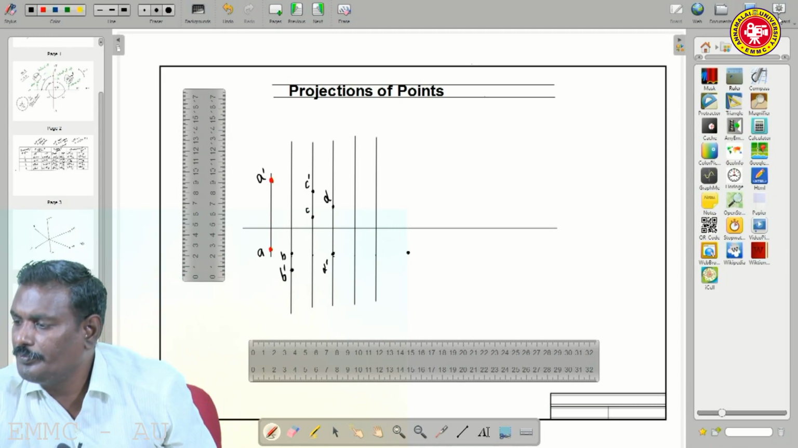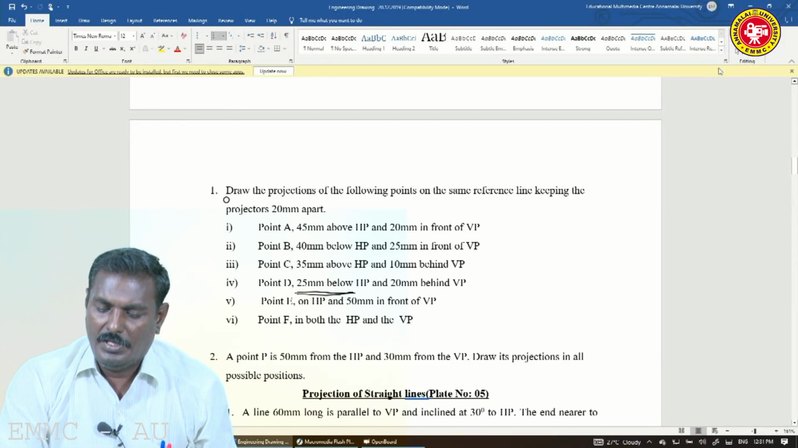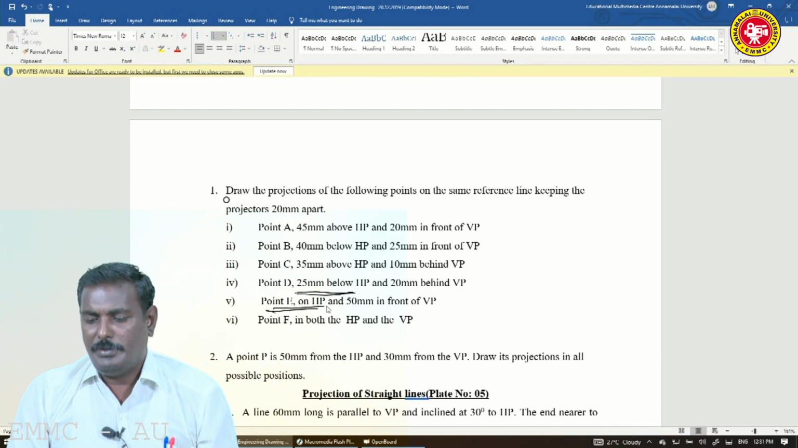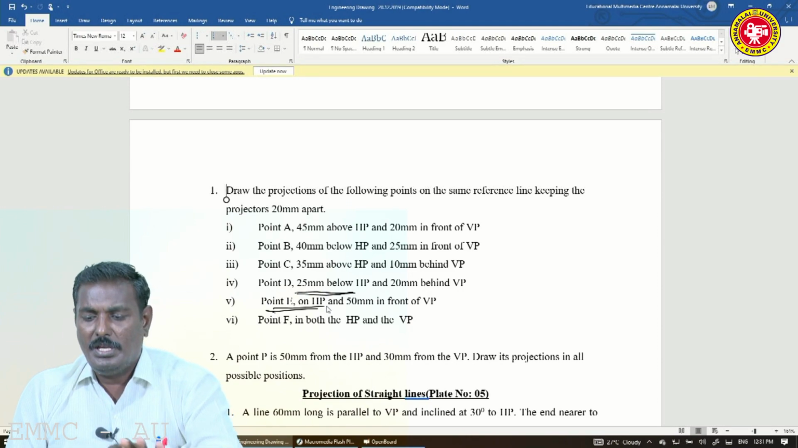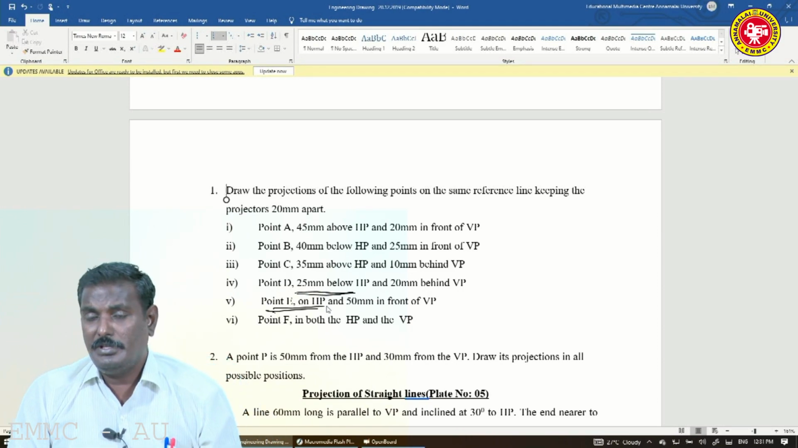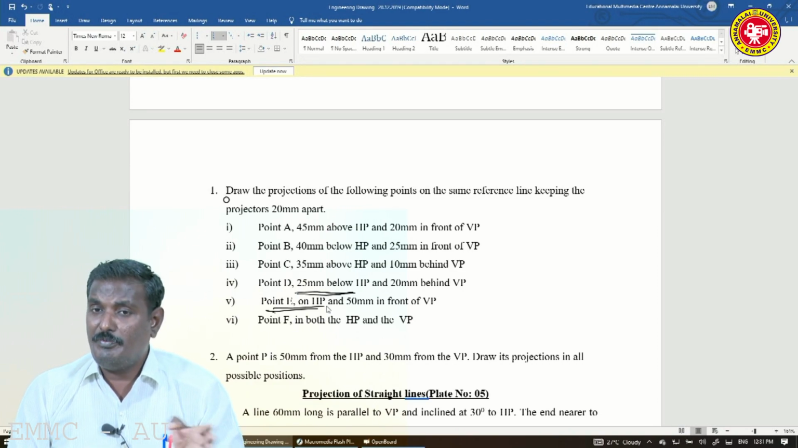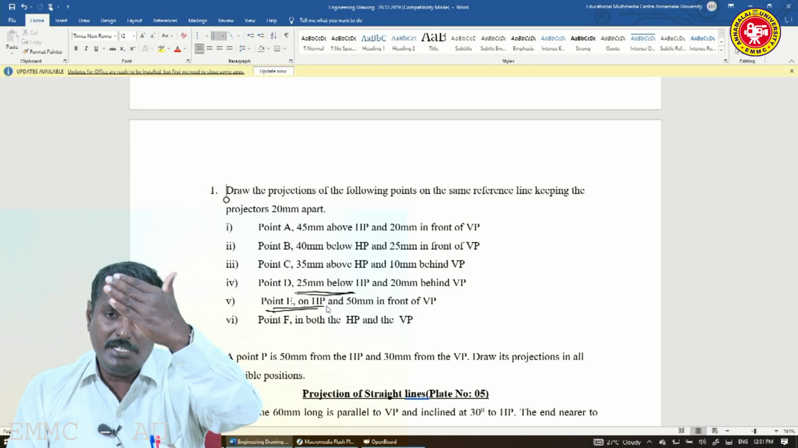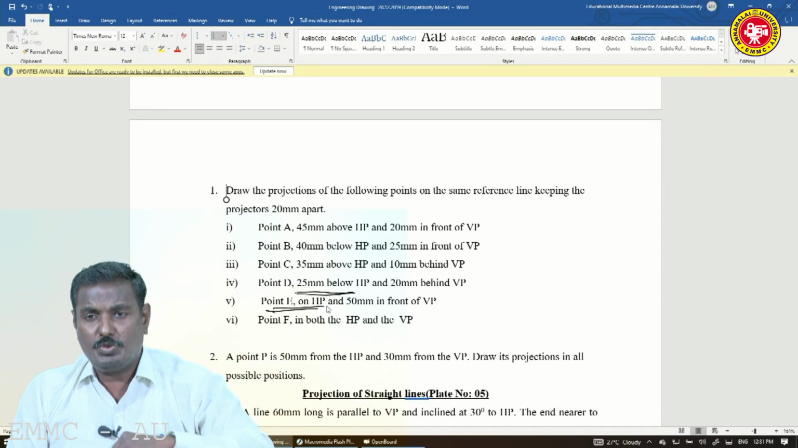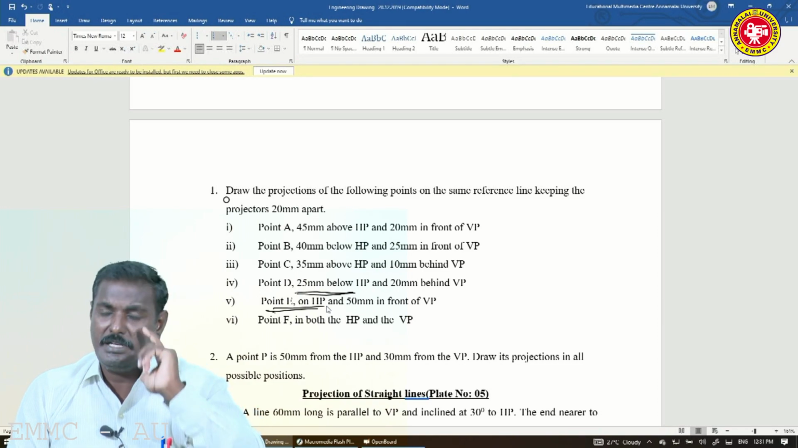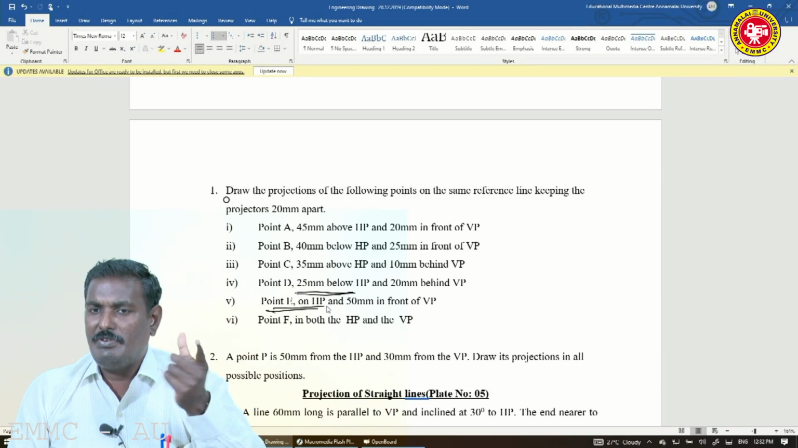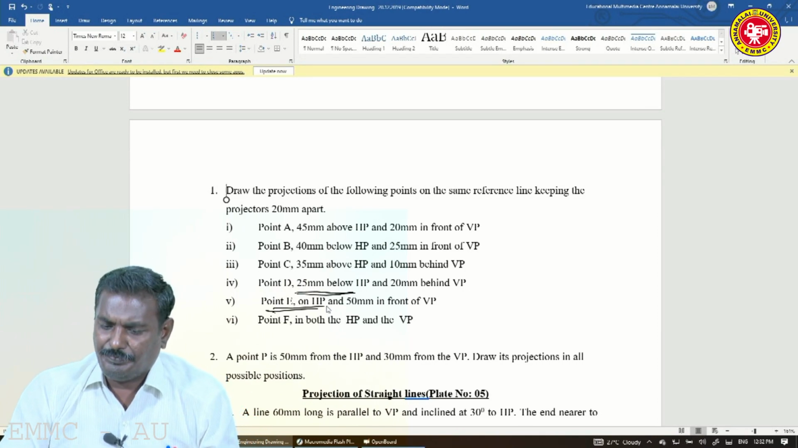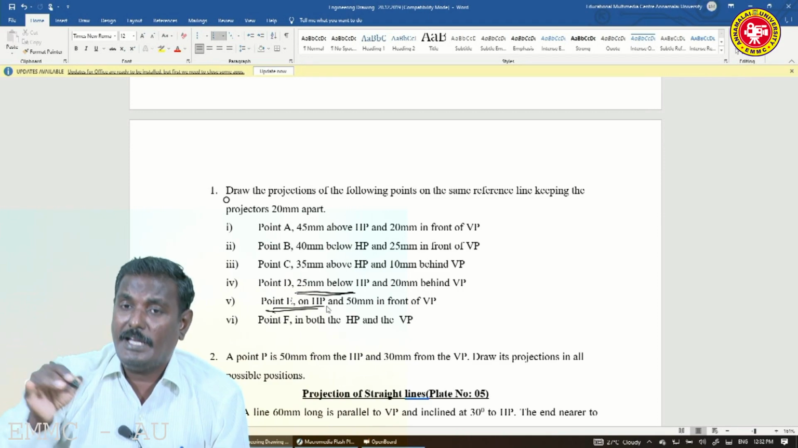Next subdivision, point E. Point E on HP and 50 mm in front of VP. So what's the concept of in front of? In front of means either first angle or fourth angle, that is first quadrant or fourth quadrant. That should be below XY, the plan view. VP plan, HP elevation. So elevation or front. That's the concept.